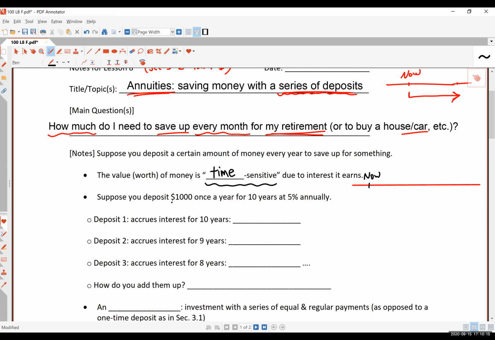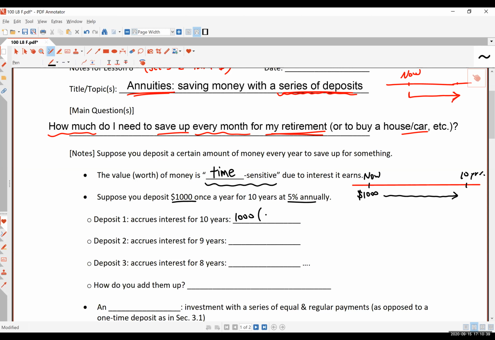So suppose you deposit $1,000 once a year for 10 years at 5% annually. You know what happens to this? Okay, so you start by depositing $1,000 today, right? Now, in 10 years, how much is it going to be worth? Okay, well, it's going to accumulate or accrue interest for 10 years, all right? So with 5% annually, do you remember the formula?